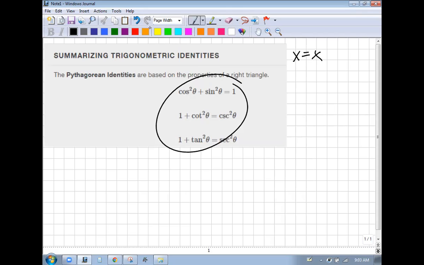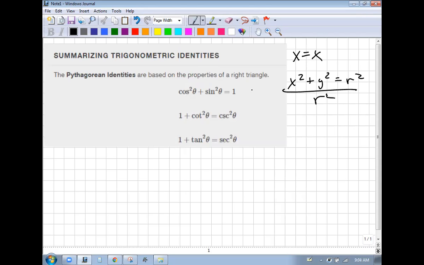So y'all know these identities, right? We got them from the Pythagorean theorem. And if you divide everything by r squared, you get this. Or if you divide everything by x squared, you get this one. Or if you divide everything by y squared, you get that one. All right, so the Pythagorean identities.